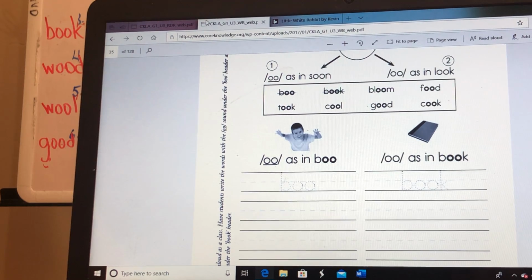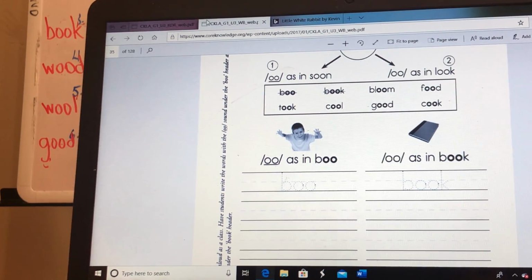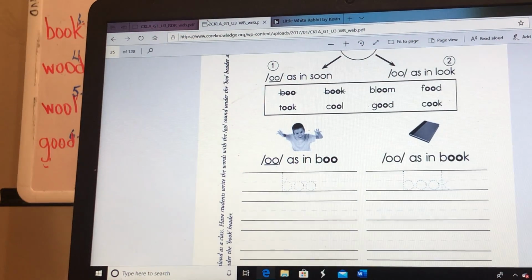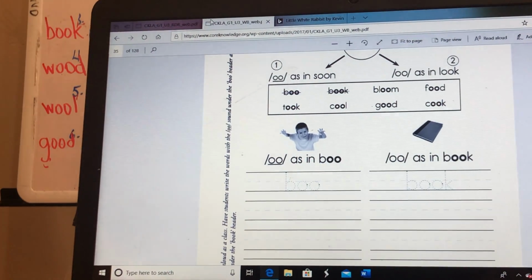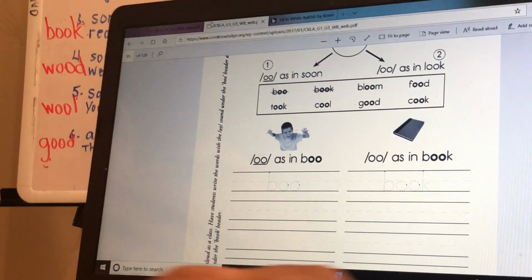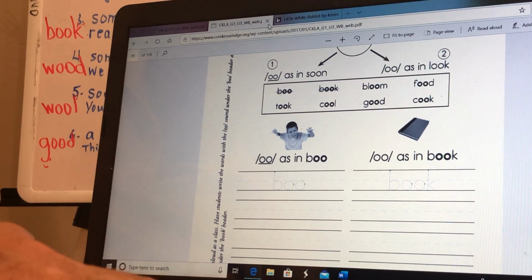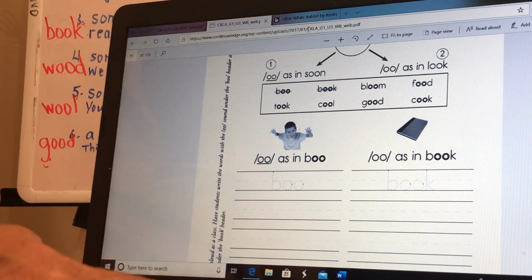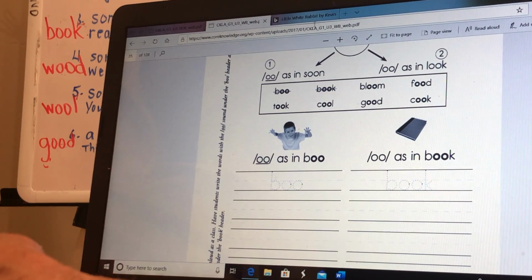And we're not going to do everything in one day. It's going to take us a few days. And then you're going to also do the oo and the ook sounds too. So hopefully you'll be able to do those things. And it should take you about a week to do them. And then next week we'll have another story.